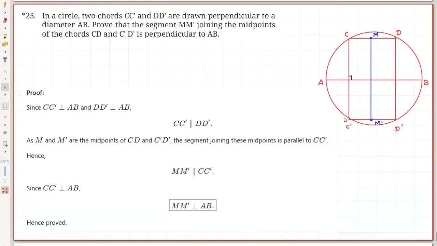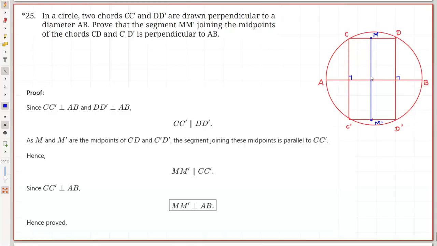Since it's given that CD is perpendicular to AB, it forms 90 degrees, and C dash D dash is also perpendicular, forming 90 degrees. So we can say that CD is parallel to C dash D dash. M and M dash are the midpoints of CD and C dash D dash. Now the segment joining the midpoints is parallel to CD. Since CD is perpendicular to AB, MM dash is perpendicular to AB.